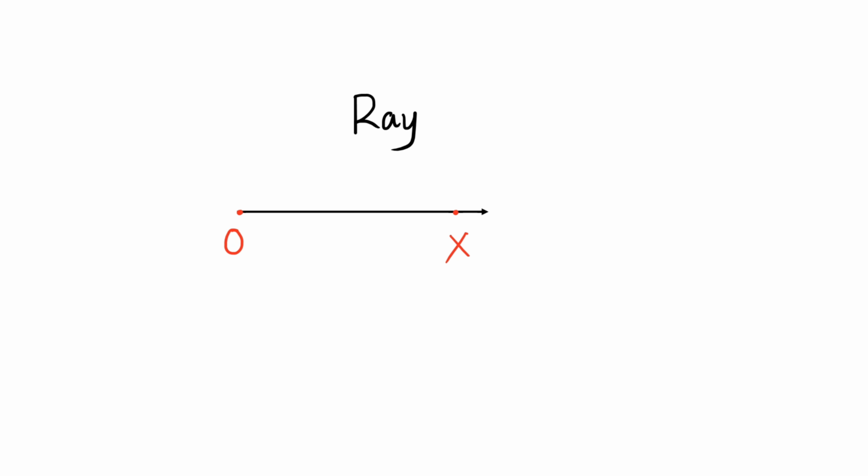Can you measure a ray? No, we cannot measure a ray. Why can we not measure a ray? A ray has no fixed length because it goes on forever. If you observe, it extends on the other side. So we cannot measure a ray. A ray has no fixed length.